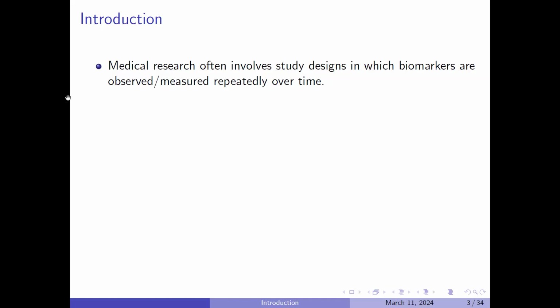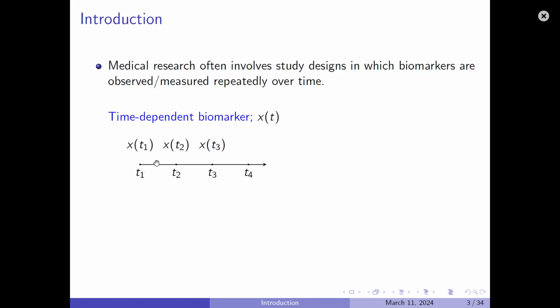So medical research often involves studying settings in which biomarkers are measured repeatedly over time. So what is a biomarker? A biomarker is an objective medical sign that is used to measure disease progression or the presence of a disease. A biomarker can be a blood test, can also be a scan, an ultrasound that can tell the clinician that there is a progression of the disease. So if it's a blood test, we're going to have the same measurement repeatedly over time.